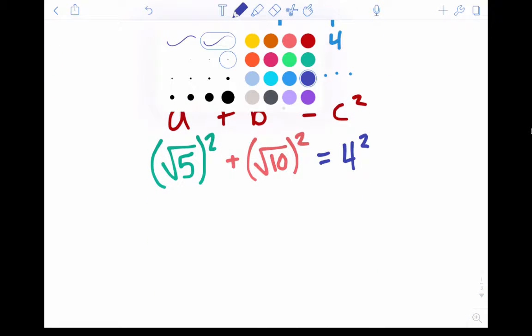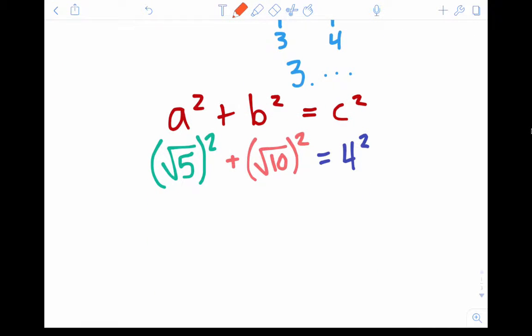Now when I solve this down, I know that square roots and squares are opposite operations because we learned that earlier in this unit. So the square root of 5 squared, that square root and that square are going to cancel out, and I'll just be left with 5. And then the square root of 10 squared, the square root and the square cancel out, and I'm just left with 10. And then 5 plus 10 is 15.